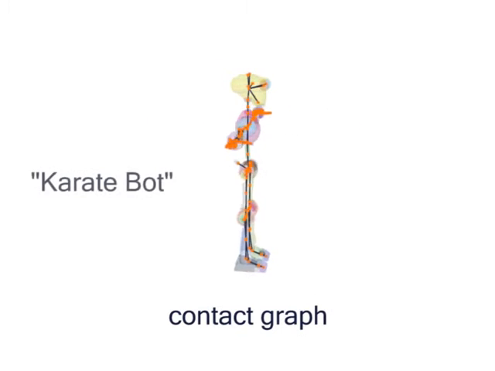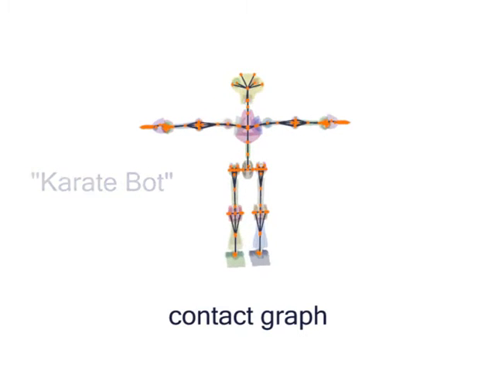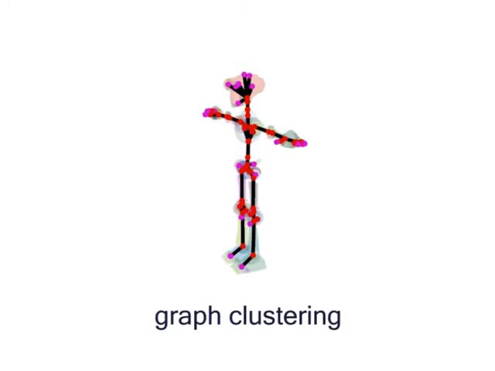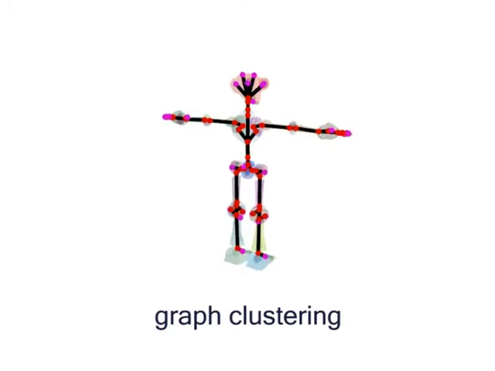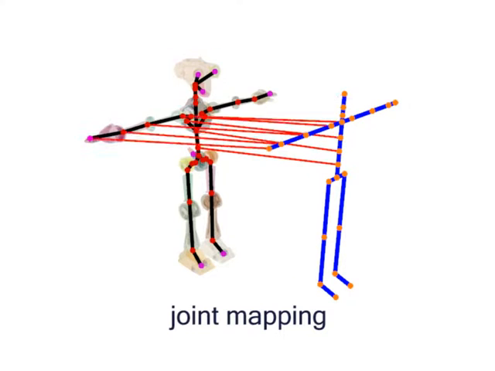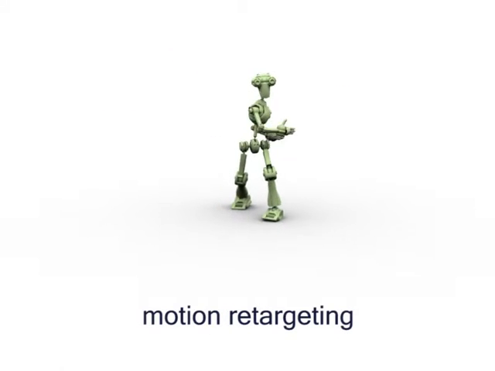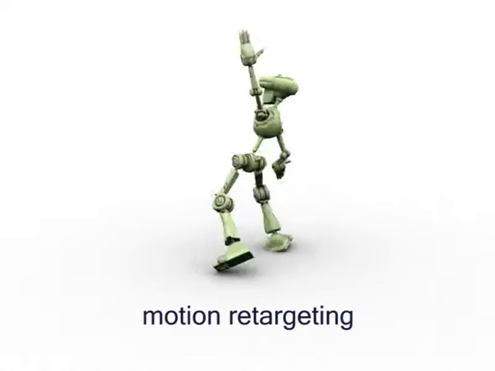In the following, we show some results for different input models. This is a relatively simple example where the contact graph is not too complicated. As the model has the same number of limbs as the selected animation skeleton, we get a one-to-one mapping of the limbs.